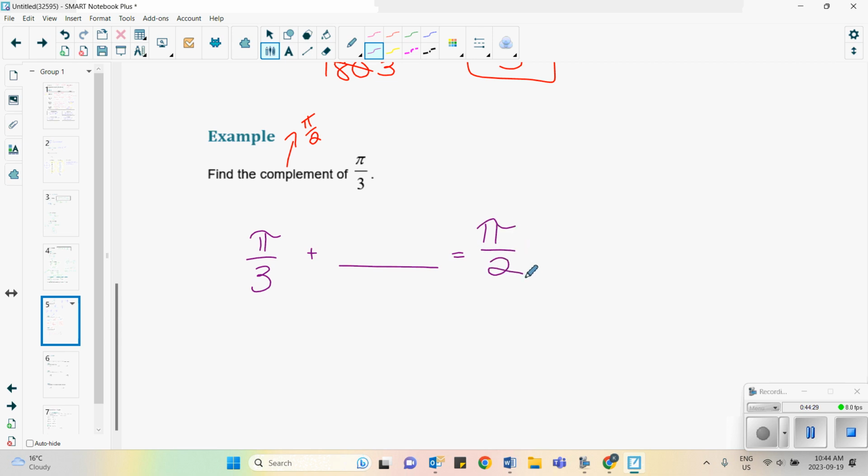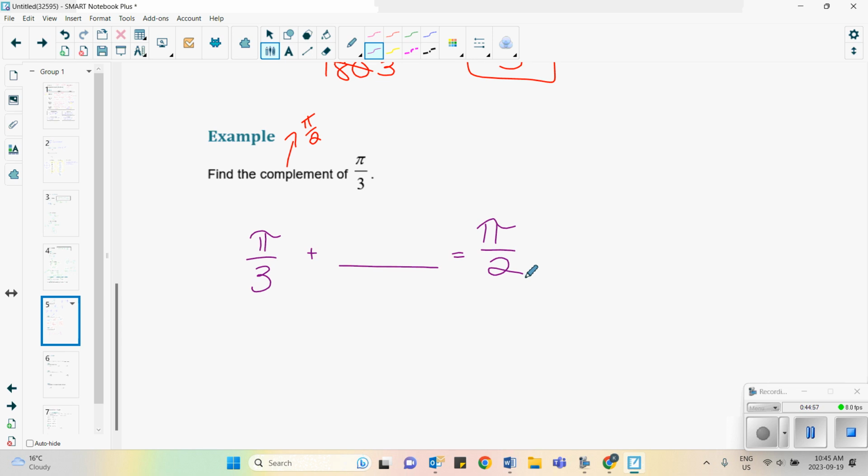Oh, this is actually making a lot of sense. Go back into your notes, right? So a complement, you add up to how many degrees? 90. But this question is about radians. So I didn't even write down 90, I did pi over 2. If you want, make sure you include that 90 as well.